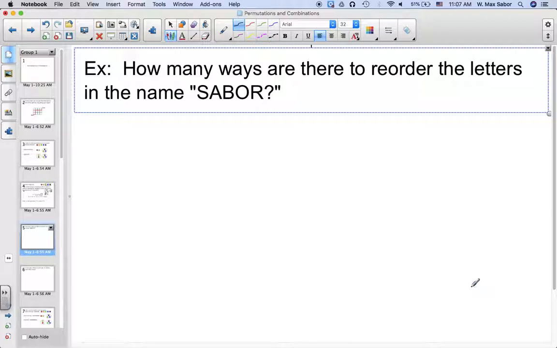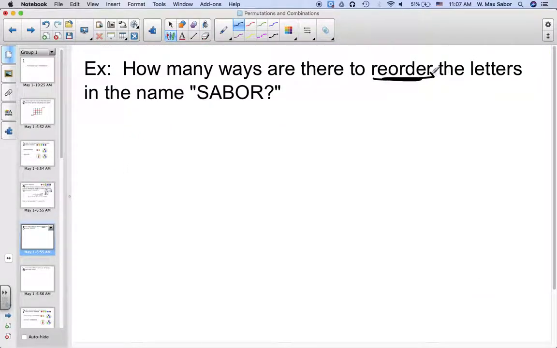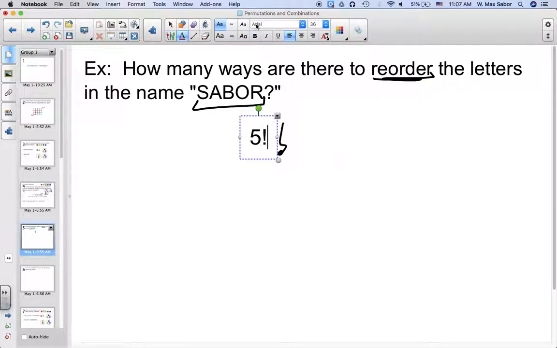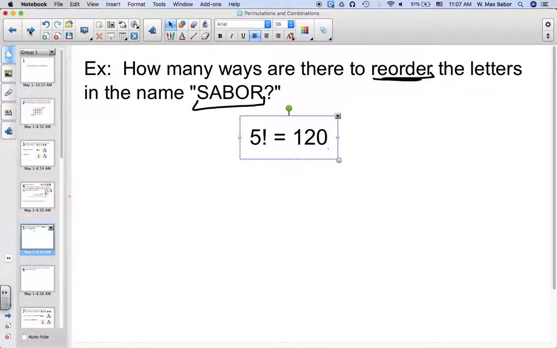So how would you reorder the letters in the name Saver? Well, because it's reordering all of them, it's going to be a factorial. And because my name has 5 letters in it, this is 5 factorial. So that is how many. And 5 factorial is 120.